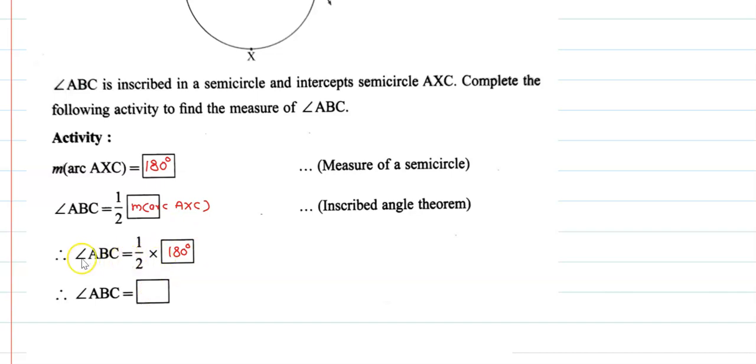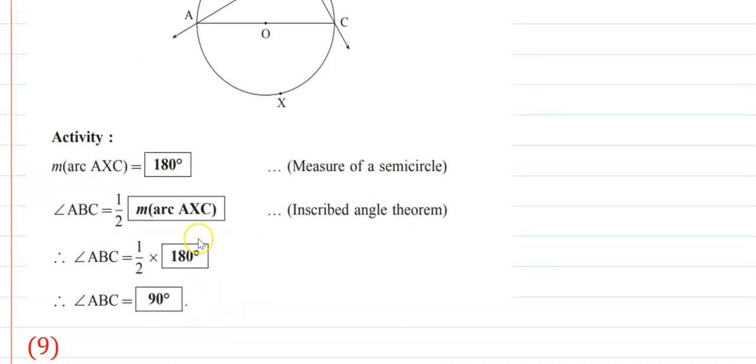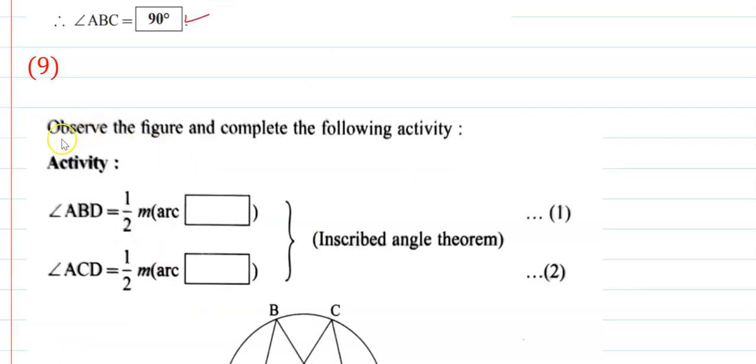And therefore, measure of angle ABC is equal to 90 degrees. Okay, and this is the answer. Again, you can check this: 180 is the measure of arc AXC, and this is 90 degrees. Okay. Now the next activity. Observe the figure and complete the following activity.